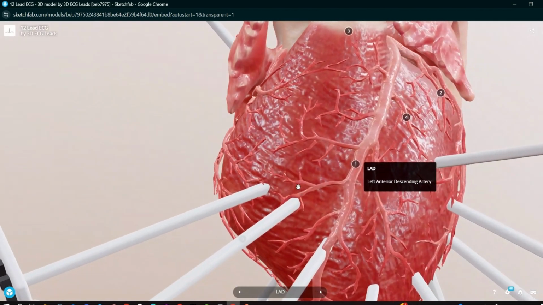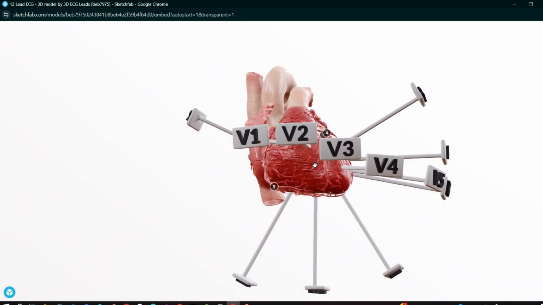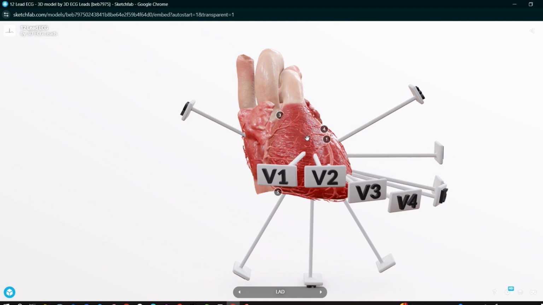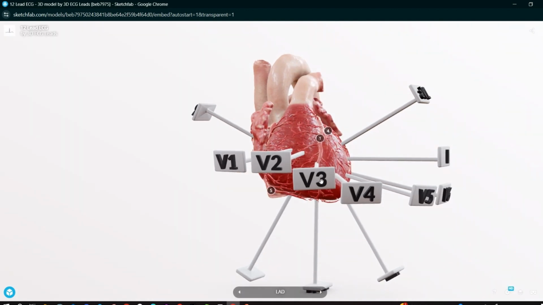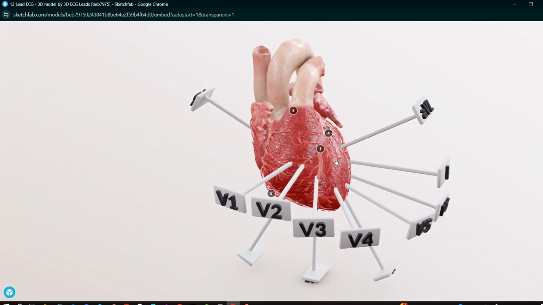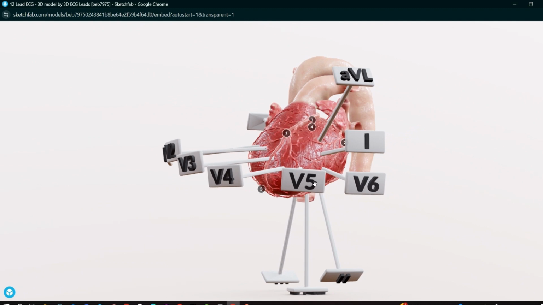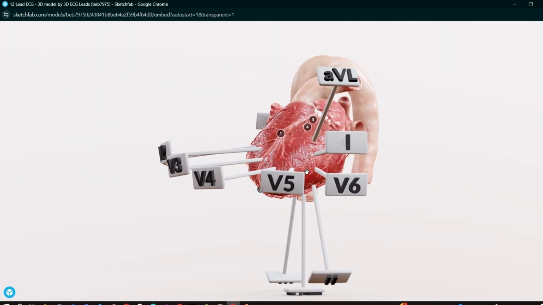And remember, for the chest leads, we mainly talk about their position, where they are located. For example, as you can see, V1 is more located on the right side of the heart. That's why it's more specific to the right side of the heart. Whereas V2, V3, and V4 are more located in the anterior and the septum of the heart. Here is the septum of the heart. Whereas V5 and V6 are more located on the left side of the heart.